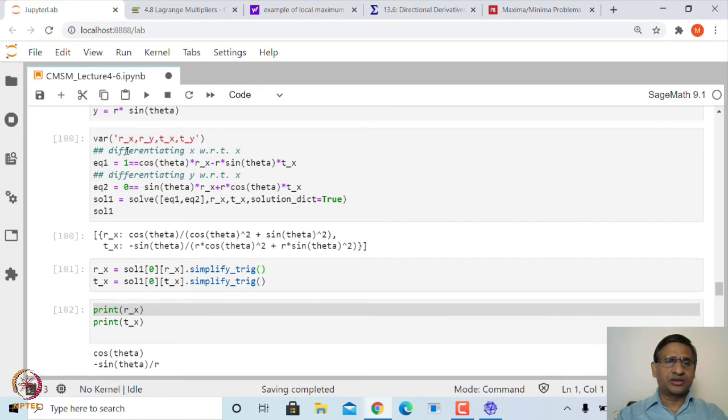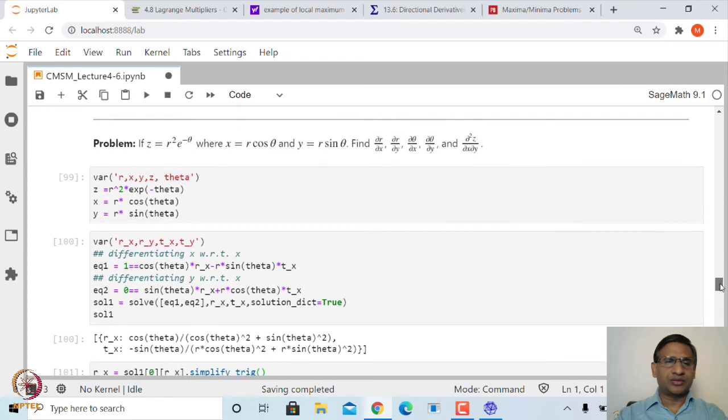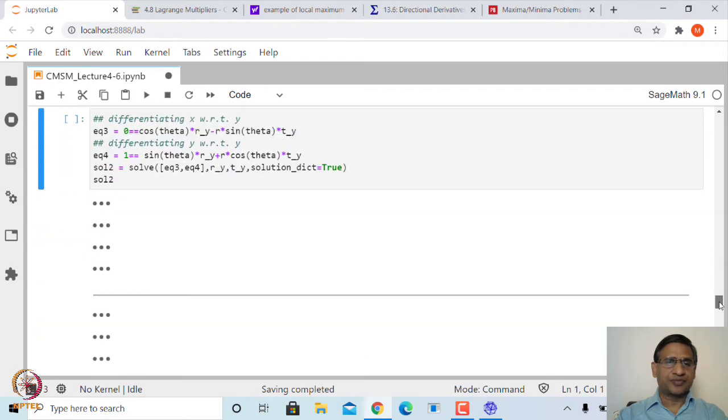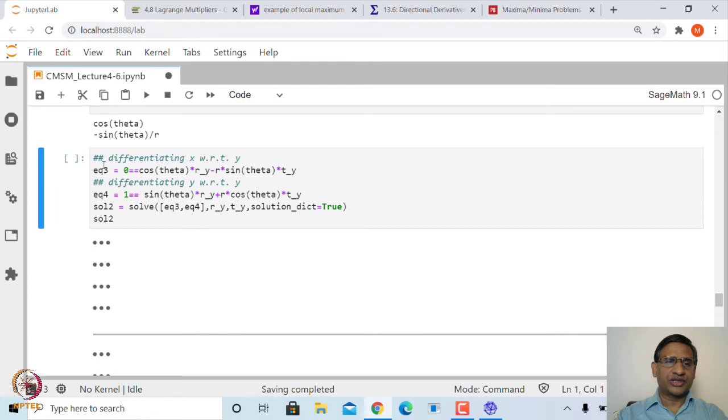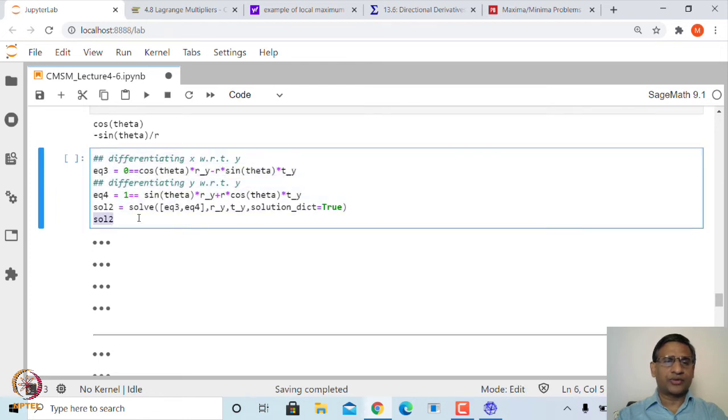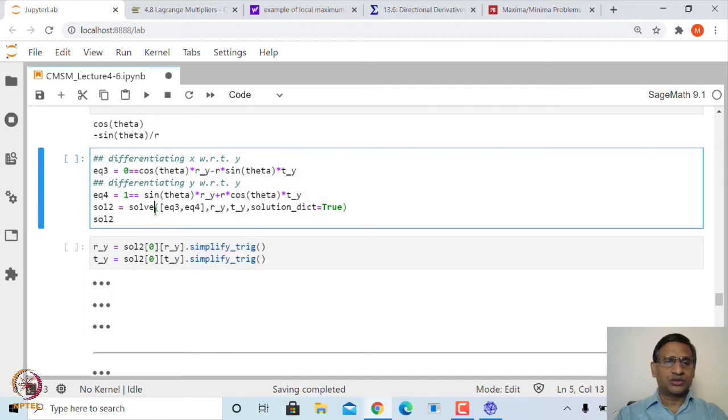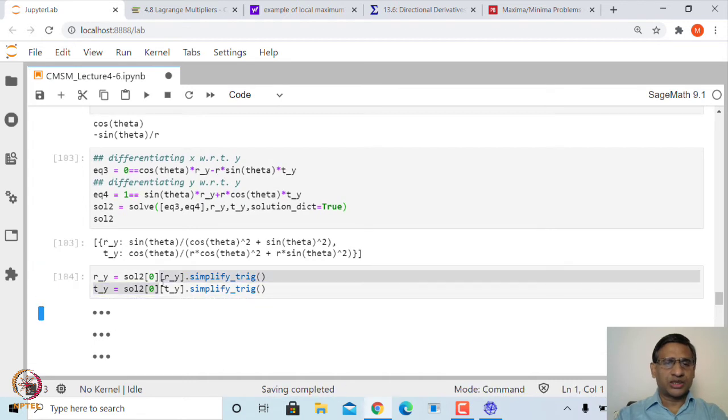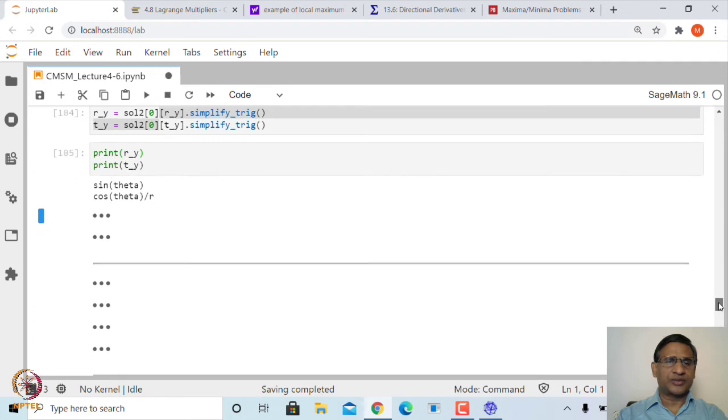You can differentiate x with respect to y and then y with respect to x, and call these equations 3 and 4, and then solve equations 3 and 4. This will give me the partial derivative of r with respect to y and the partial derivative of theta with respect to y. So let us do this. Again, we will reassign this in rx and ry and ty, and then ask it to show. So these are the partial derivative of r with respect to y and the partial derivative of t with respect to y, that is theta with respect to y, right.